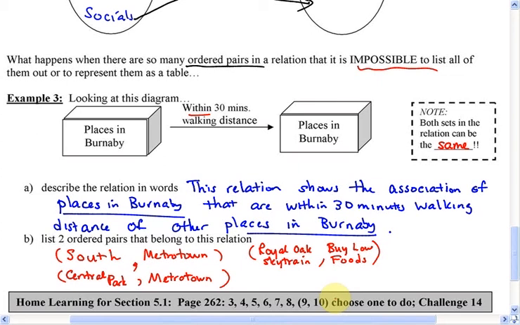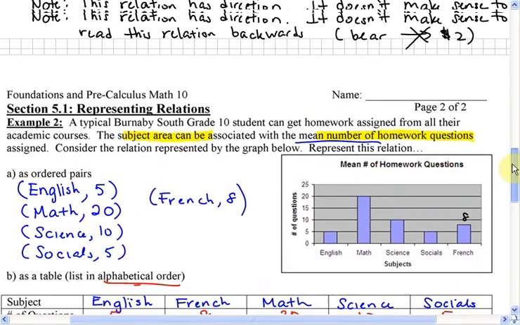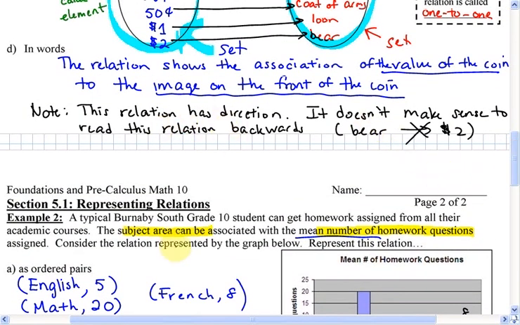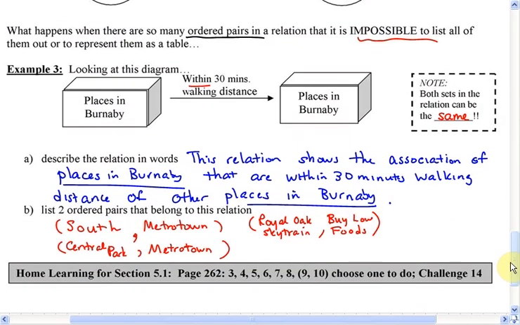these are examples. Now, before we stop today, remember how on the last page I said, hey, this relation has direction. It doesn't make sense to go the other way. Does it make sense to go the other way in this case? South to Metrotown to south? That still works. So my last note here, I'll say this, and hopefully you can fit this in.